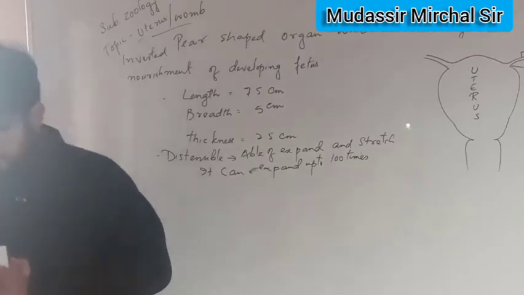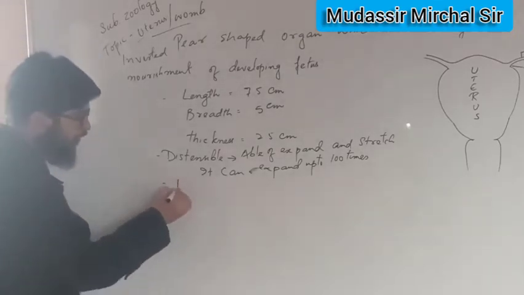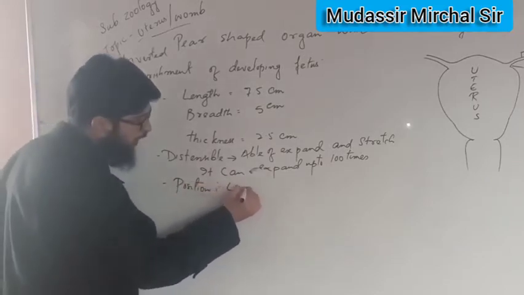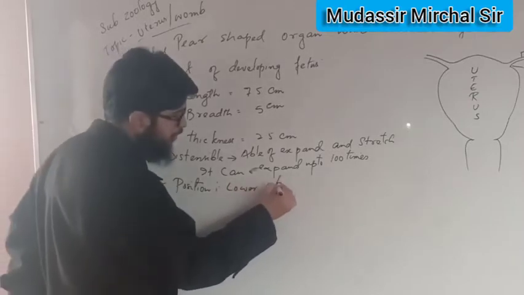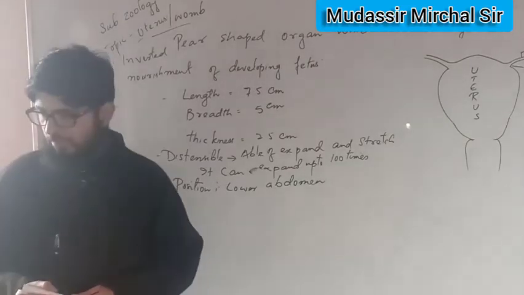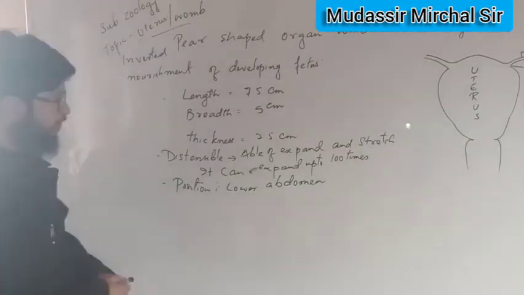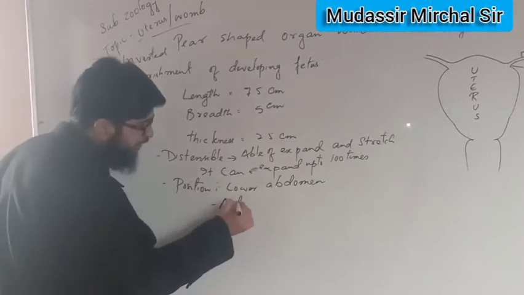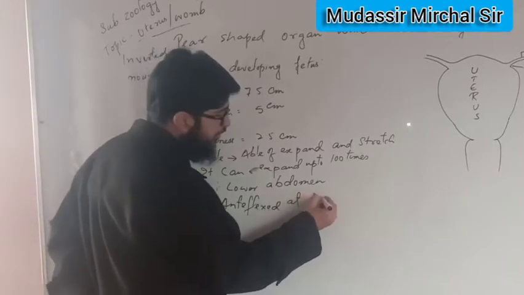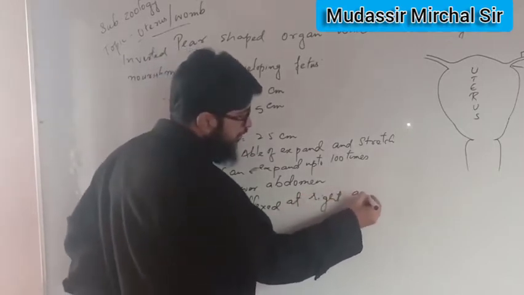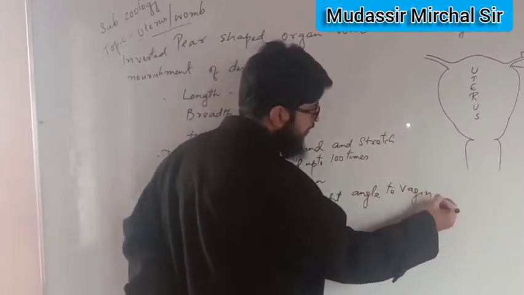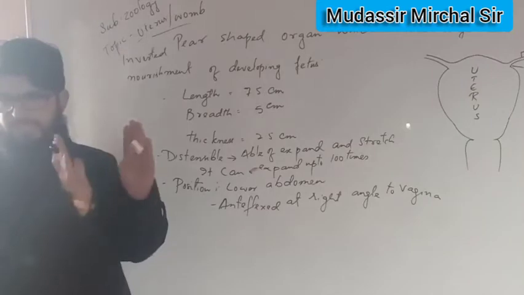Now इसकी पोजीशन देखते हैं. If we see the position, it's present in the lower abdomen, abdominal cavity के lower area में, right? It is antiflexed at right angle to vagina. What does that actually mean? Let's see the side view.